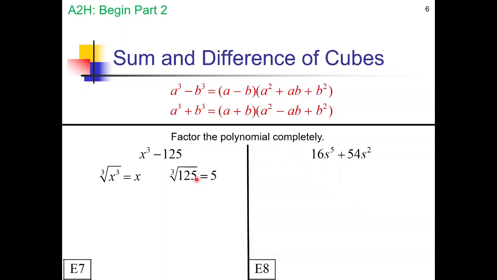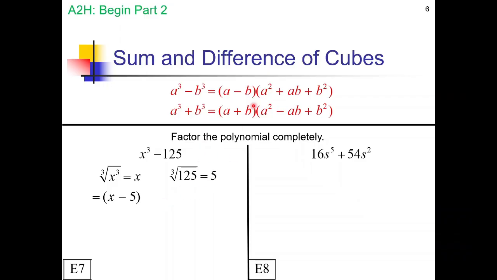5 to the third power is 125. So these are my a and my b that I'm going to plug into one of these formulas. Since I'm subtracting these, I'm going to use the a cubed minus b cubed formula. So I'm going to have the x minus b, minus 5.